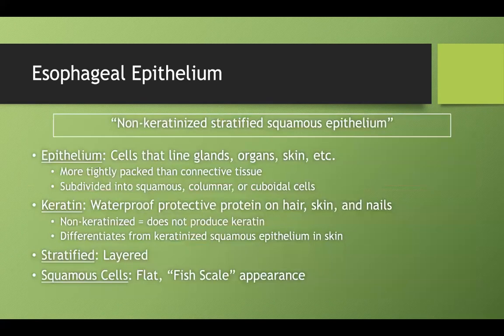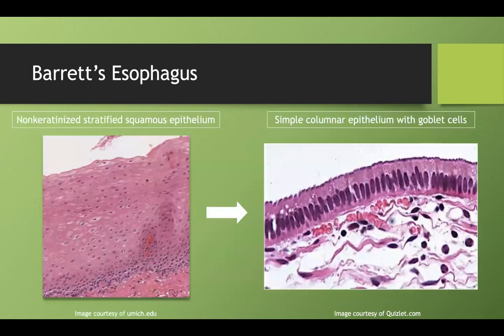Remember from earlier in this lecture, we talked about how most of the upper esophagus and parts of the lower esophagus are composed of this stratified squamous epithelium. What happens in Barrett's is that the stratified squamous epithelium turns into this simple columnar epithelium, and that's a form of metaplasia. You can see here the squamous cells, all stratified squamous, and we end up with our simple columnar.